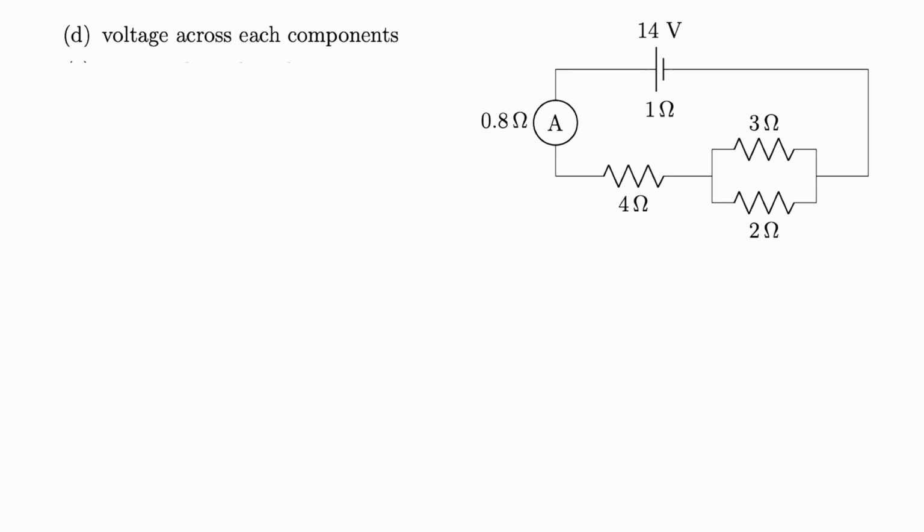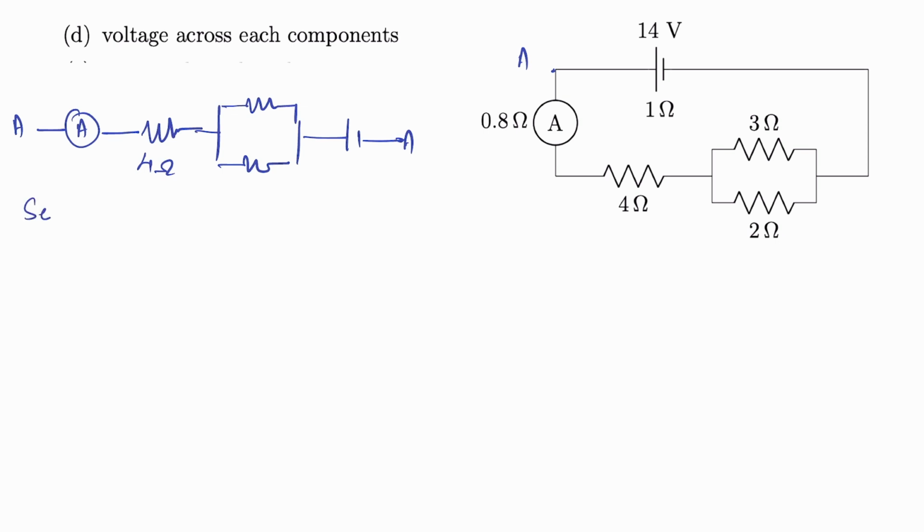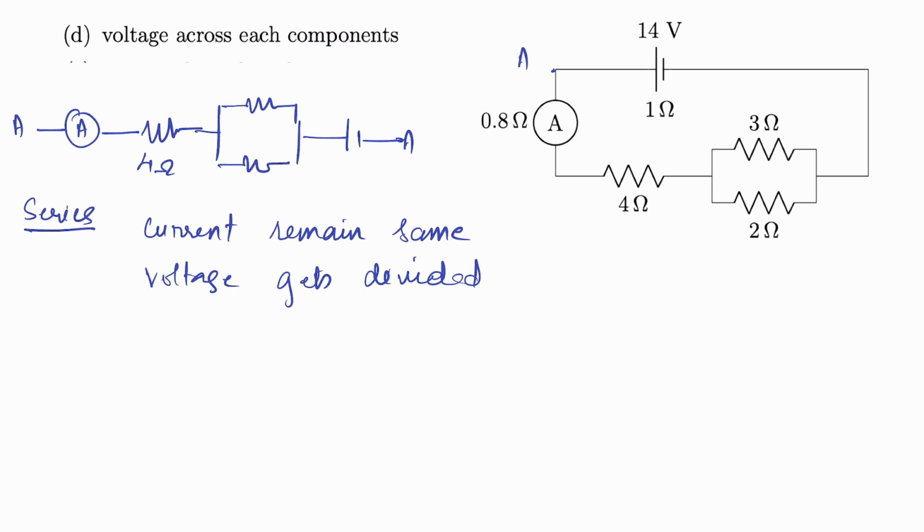In order to understand how voltage works, I will redraw the circuit. You can see I'll start from the point A. We'll move to the ammeter. The ammeter is connected to the 4 ohm resistor, which is connected to the parallel resistors, and finally connected to the battery. And go back to the point A. When components are connected in series, current remains the same, whereas voltage gets divided.